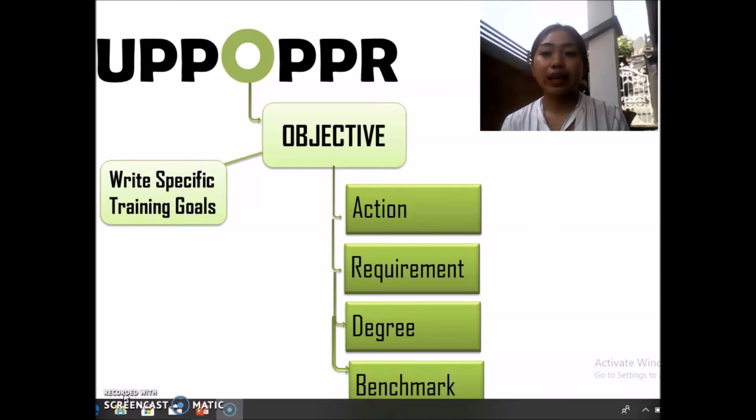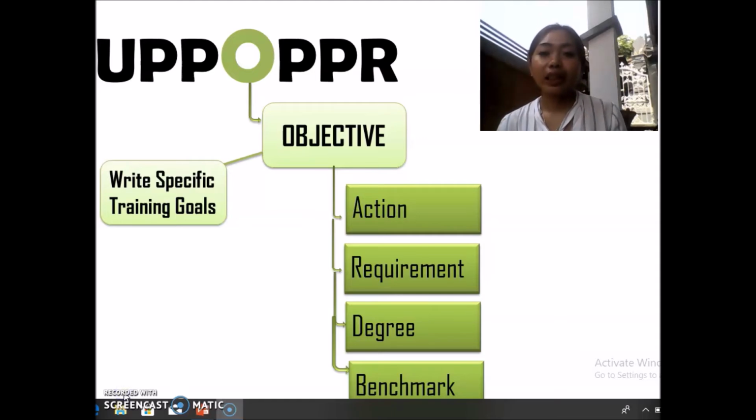Okay, the next thing is requirements. In the objective, it's better that you state the requirements to the learners. Tell them what the rules are in order to make them know what the requirements are. For example, tell them there will be a test, and tell them all of the participants will take part.